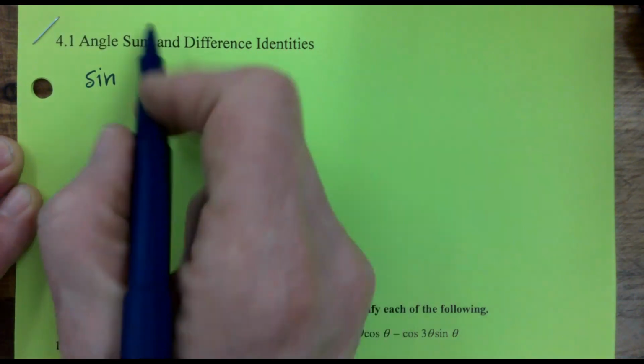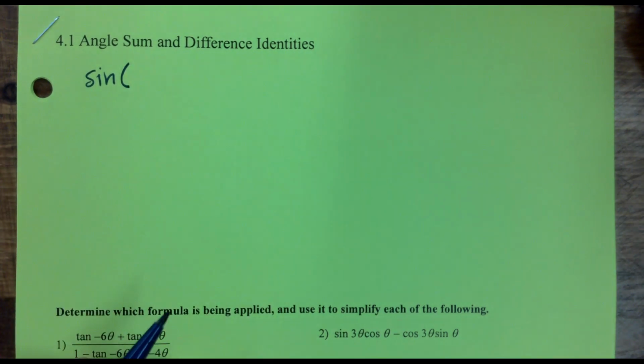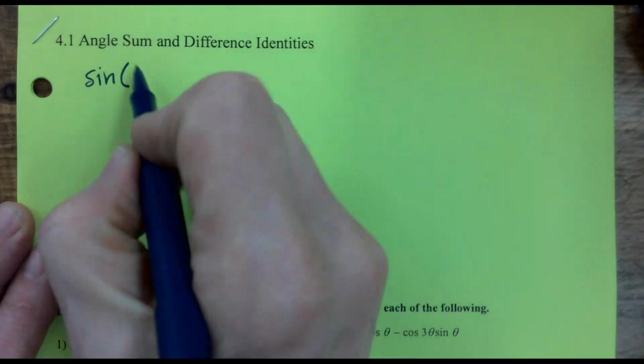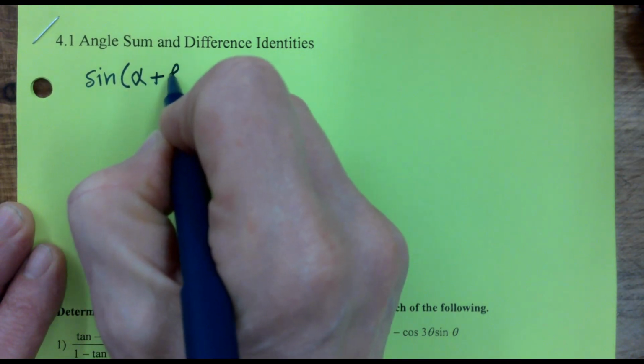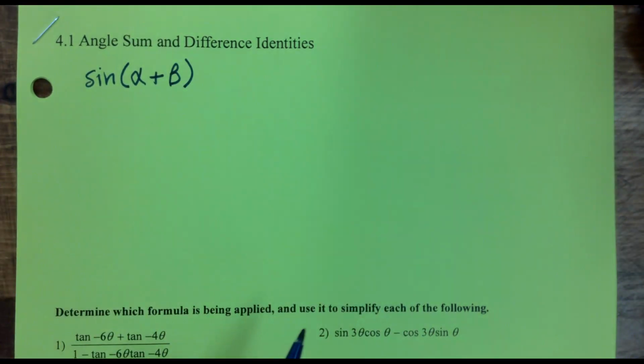We'll start with the sine sum. The variables I use can be changed. They are just placeholders to show that I have two different angles that I'm adding together. So I'm going to use alpha and beta because that is what your note sheet uses, okay? But again, you can use X and Y, you can use A and B, but your note sheet uses alpha and beta, so that's what I'm using.